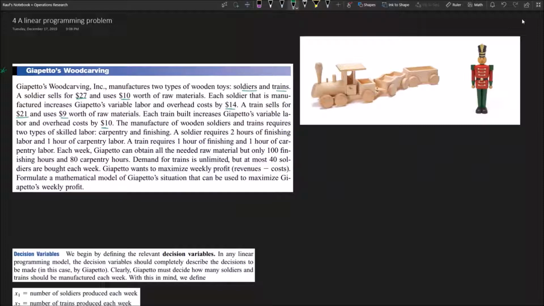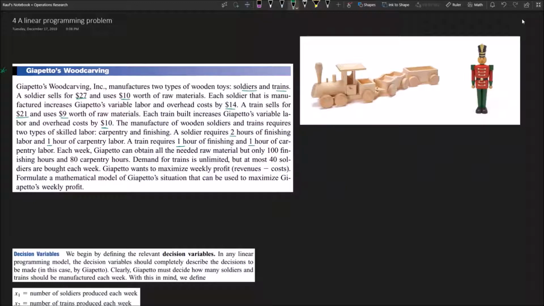The manufacturer of wooden soldiers and trains needs two types of skilled labor in order to produce those kinds of toys. The company needs carpentry and finishing. The soldier requires 2 hours of finishing labor and 1 hour of carpentry labor. The train requires 1 hour of finishing and 1 hour of carpentry labor.